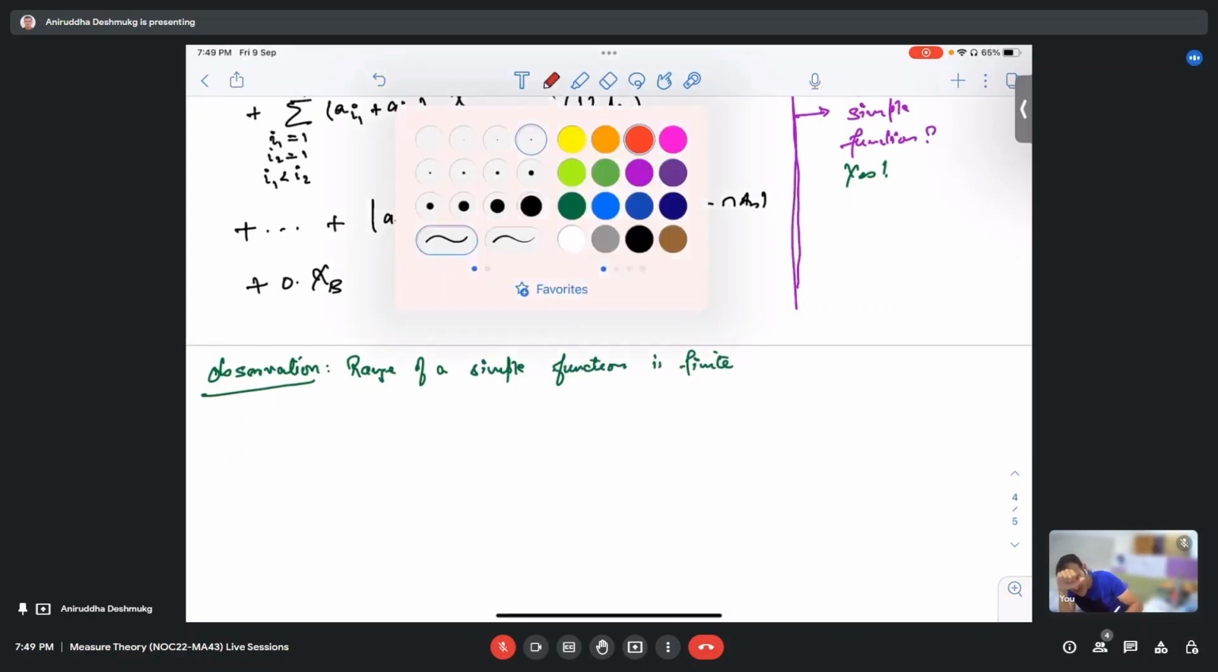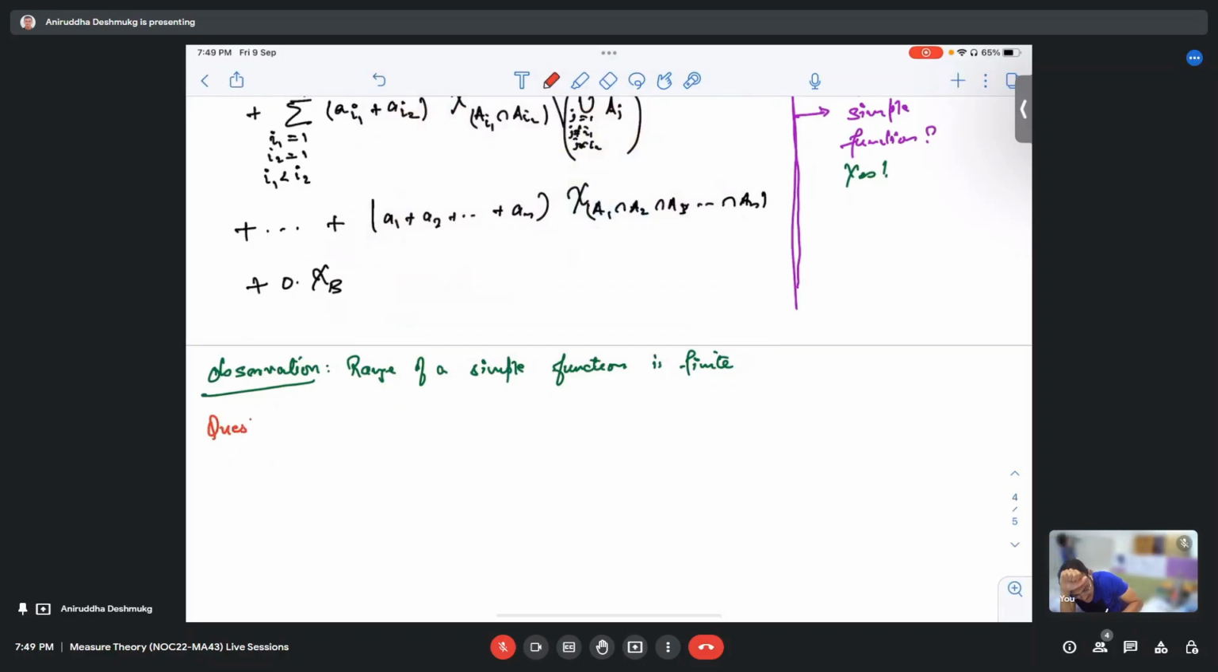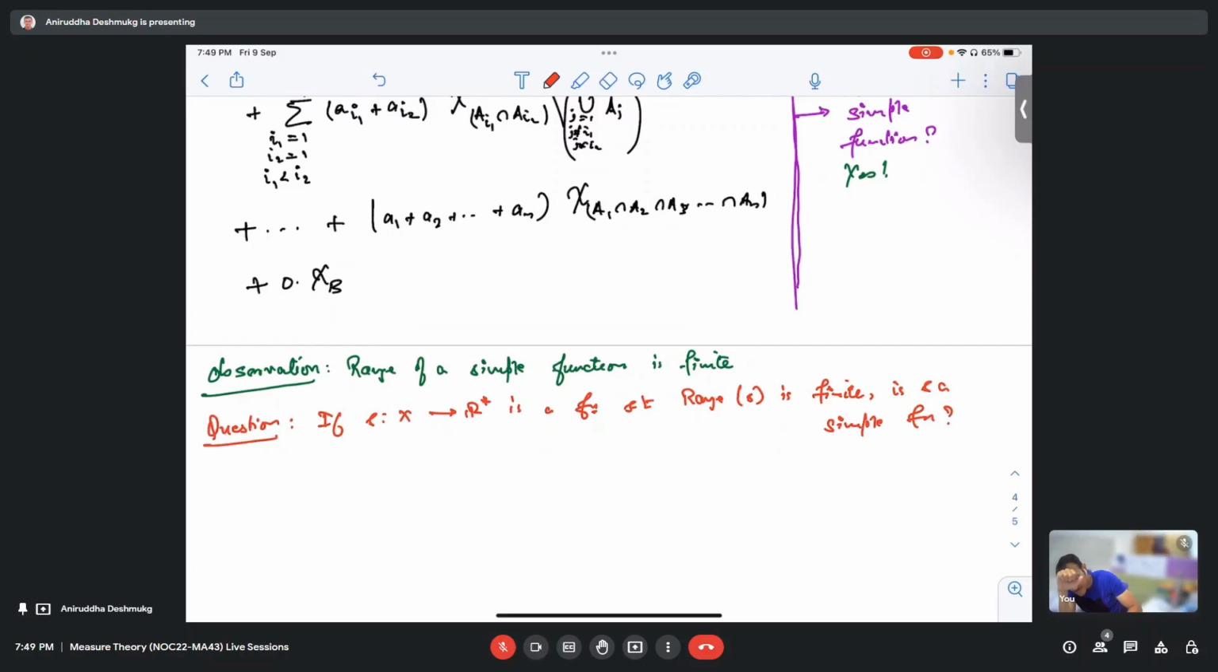So the question is, what about the converse? If s from X to R or R star is a function such that the range of s is finite, is s a simple function? Yeah, this is the question. What do you think? Is s going to be a simple function?